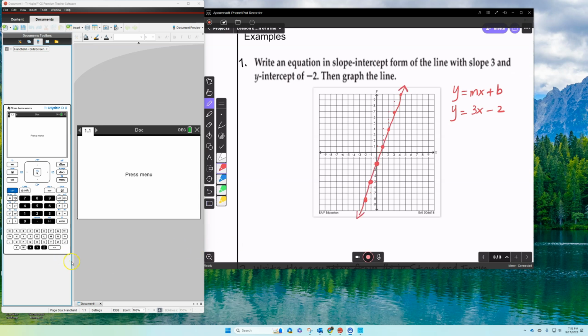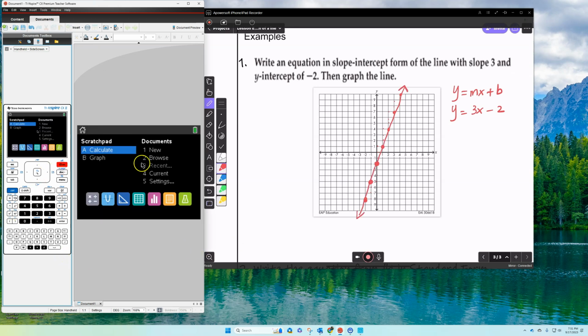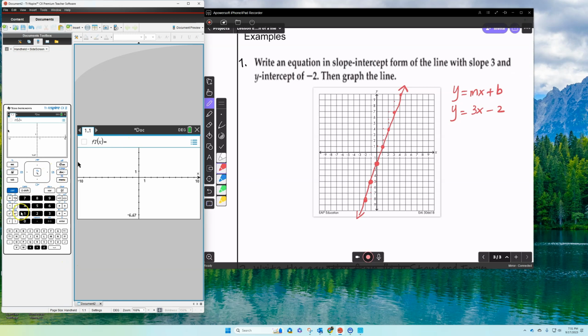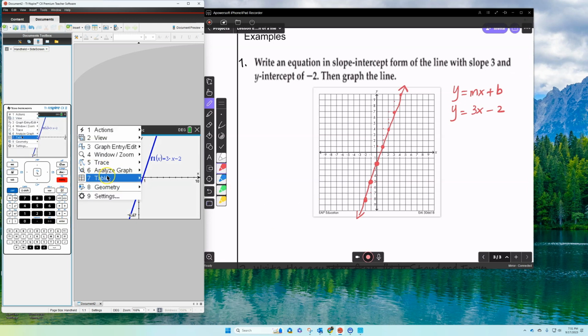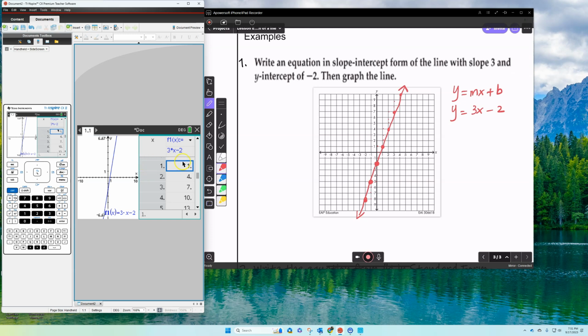Now, if you want to check this answer, you would go to your graphing calculator and type in y, or f of x, equals 3x minus 2, and you notice that both lines do equal. Now if you want to see the table, menu, analyze table, and here's our table of values.